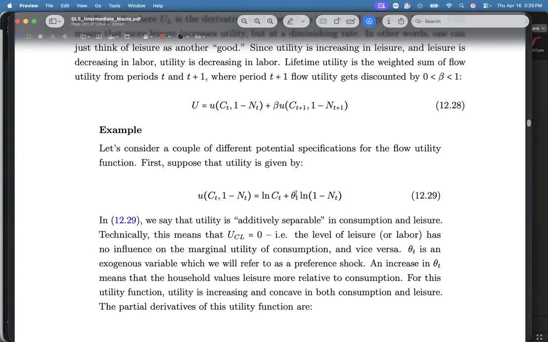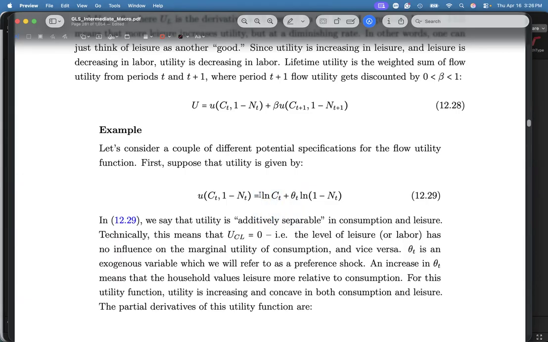Okay. Theta here gives you the substitution between C and leisure. Okay. So theta need not be 1. For instance, if theta is greater than 1, you like leisure more than consumption. Okay, because your theta here is the weight for your leisure. Similarly, if your theta is less than 1, and notice that the coefficient of consumption is 1, mas mahalaga sa iyo ang consumption.